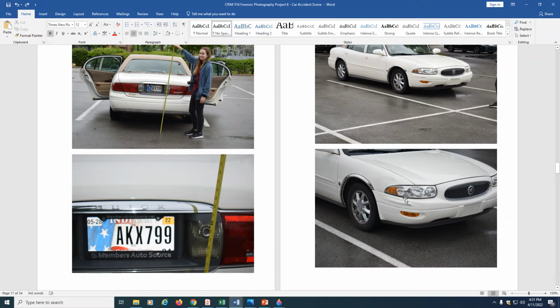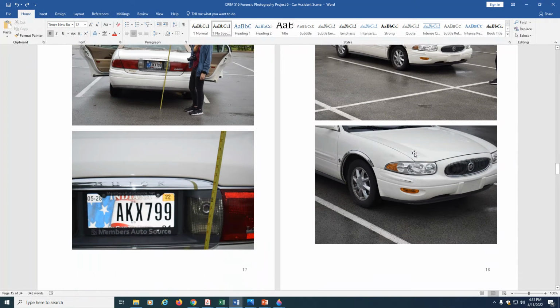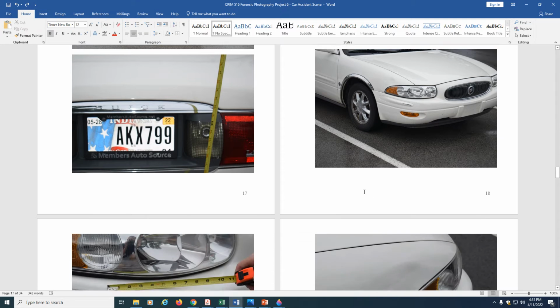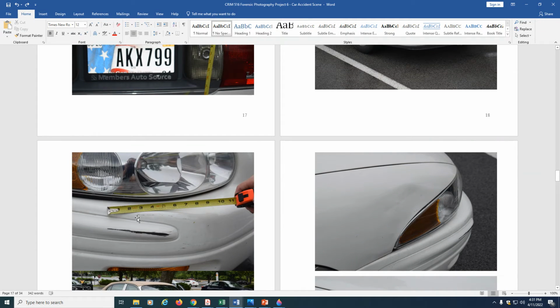Long, medium. So in your long, indicate the car, the area you're in. Medium, be more specific of the areas you're focusing on. What damage are you really focusing on? And then the third photo would be of the specific damage with a measuring device. It doesn't have to be exactly next to it, but demonstrate that you can measure, or a general concept about how extensive the damage is.